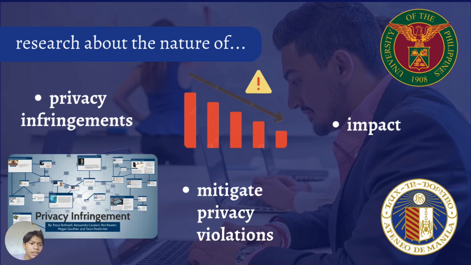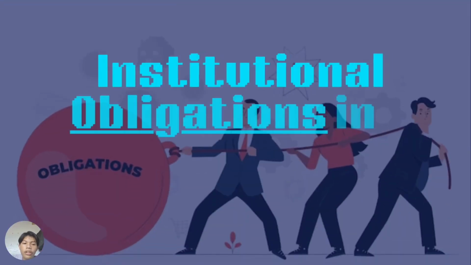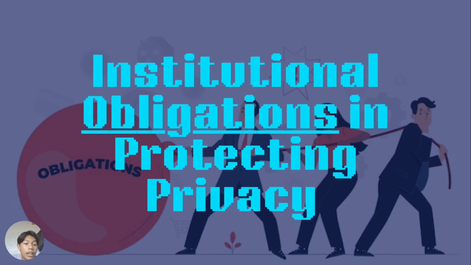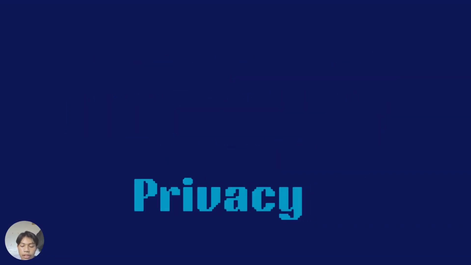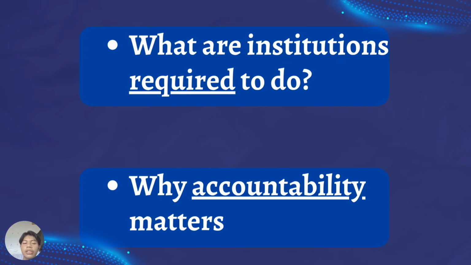So that is all of the key actors in the privacy protection area. And now that we have identified those key actors involved in protecting our privacy, the next important question arises. What responsibilities do these institutions have when handling our personal info? So, the institutional obligations in protecting privacy. What are institutions required to do and why does accountability matter?